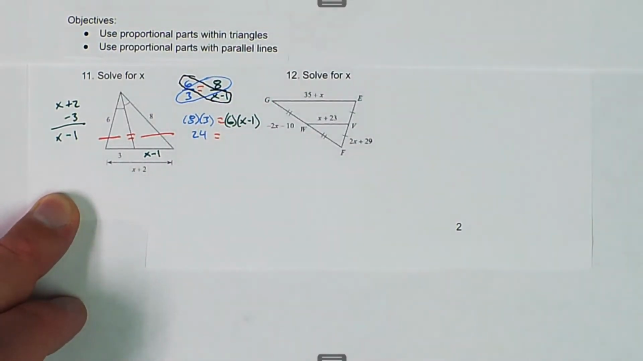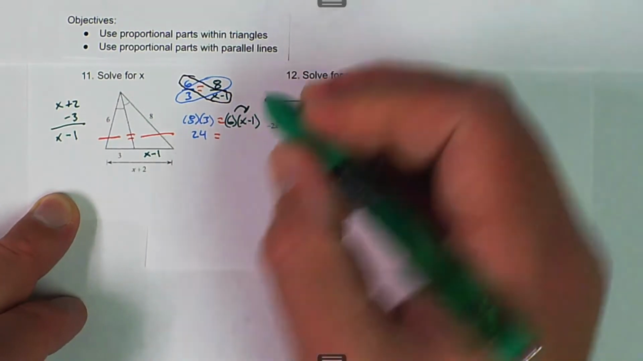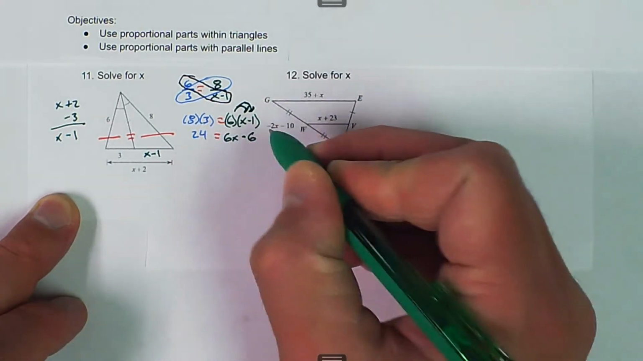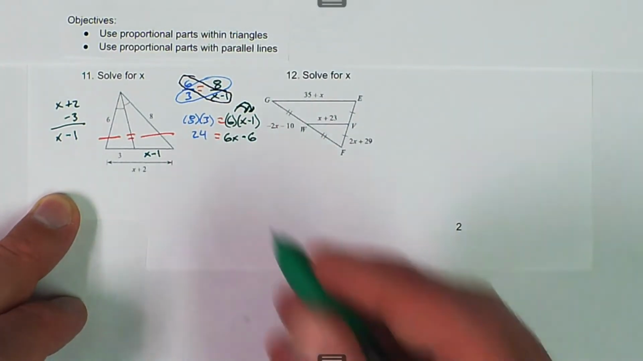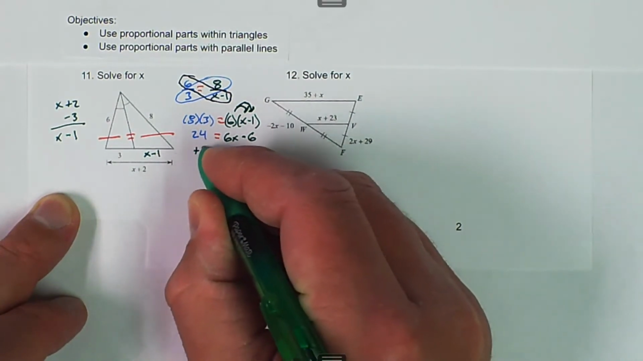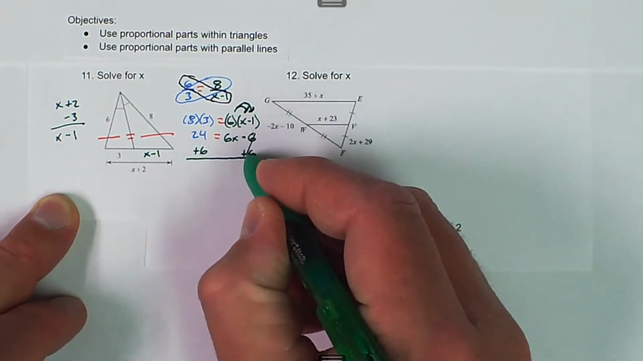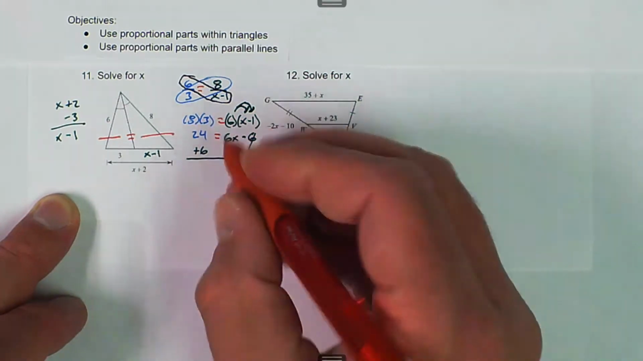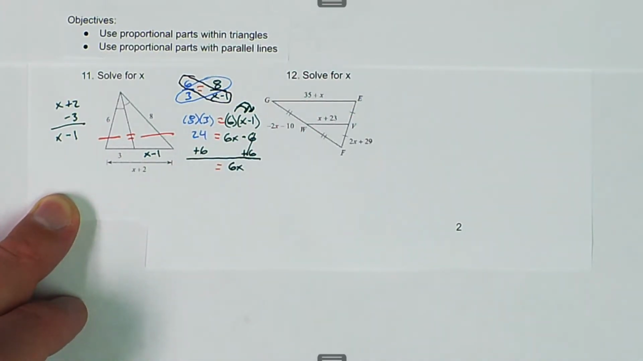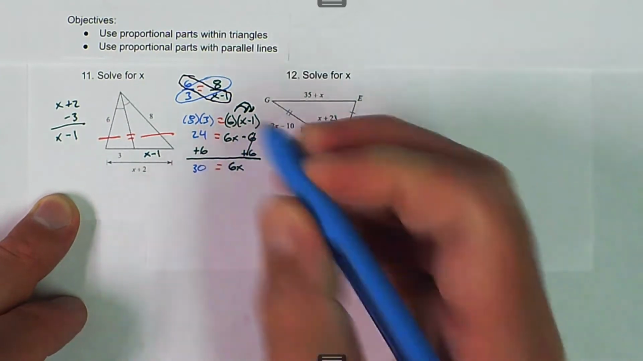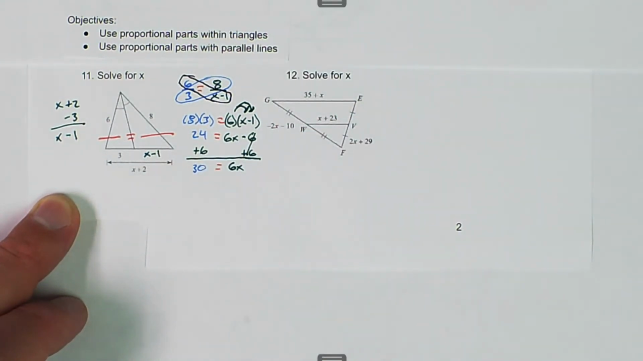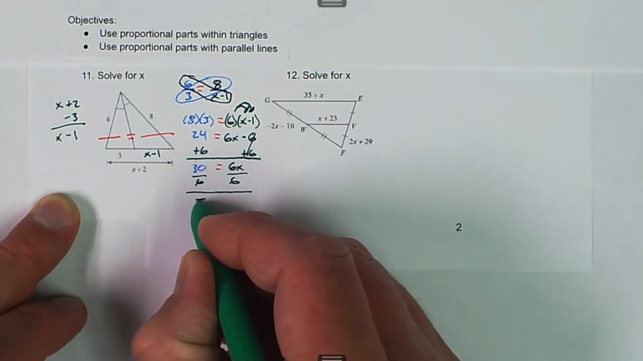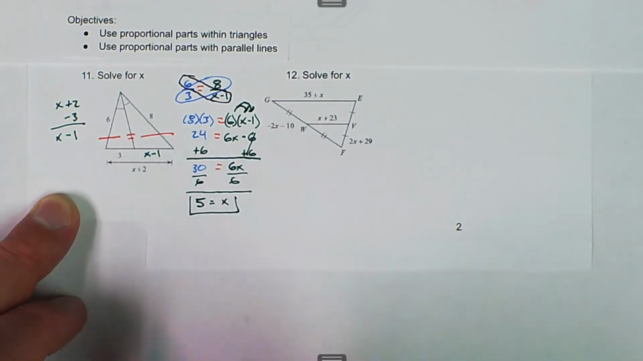And then on the right side, we can distribute the 6, so we get 6 times x, and 6 times -1, which is -6. Then we can add 6 to both sides. The 6's cancel, and on the right side, we're left with 6x. On the left side of the equal sign, we are left with 30. And then we can divide both sides by 6, and we get 5 is equal to x.